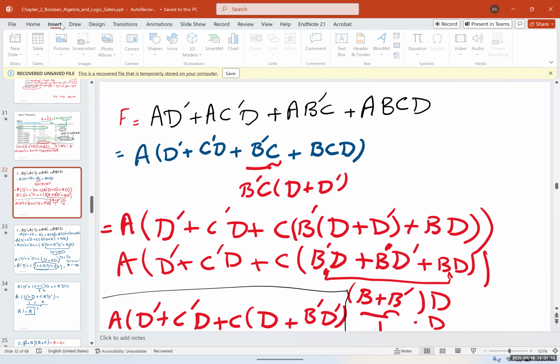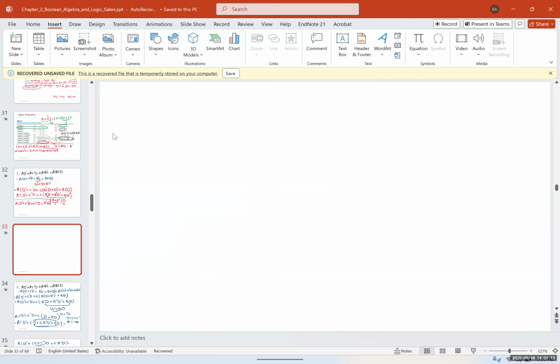I'm going to go to the next page to continue solving it. So again, this is going to be A multiplied by (D prime plus C prime D plus C times D plus B prime D prime). Again, here we have C prime D.